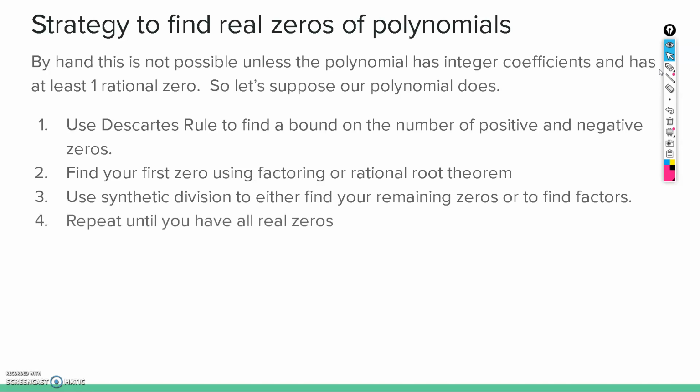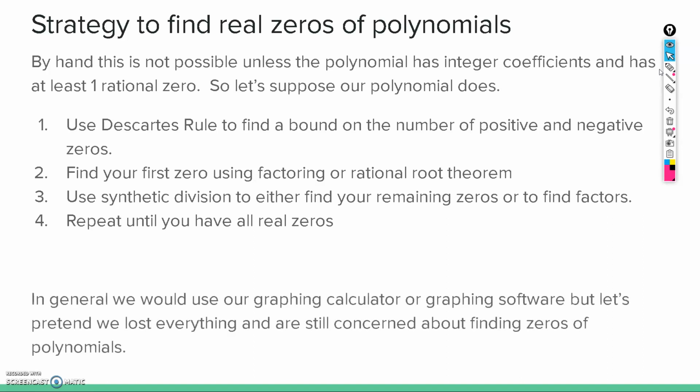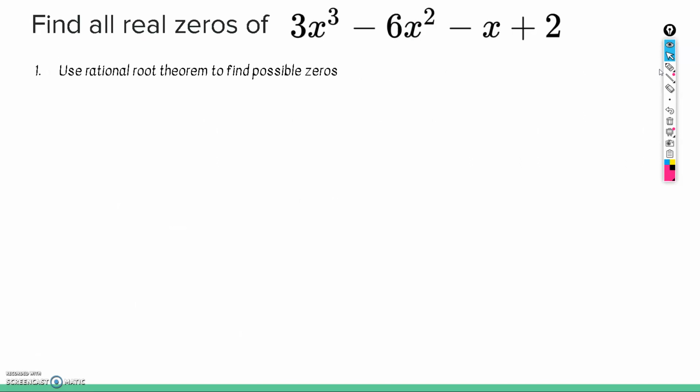And then we just repeat this process until we figure out all of the zeros. So it's rational root theorem, find a zero, divide. Rational root theorem, find a zero, divide, or solve, depending. And we keep going until we have all the zeros. In general, we would use our graphing calculator or graphing software, but let's pretend we lost everything and are still concerned about finding zeros of a polynomial. So again, this is a long, drawn-out, by hand process.